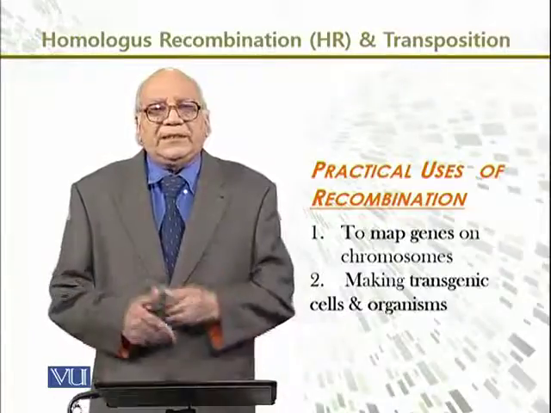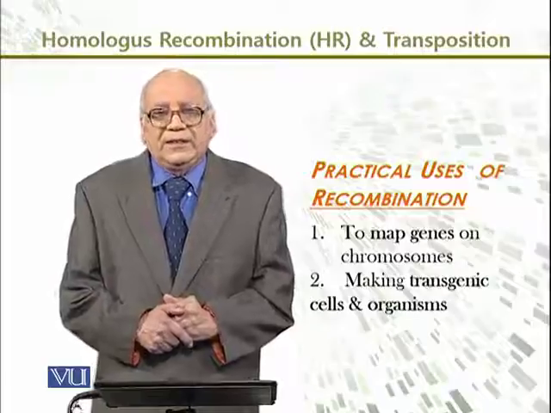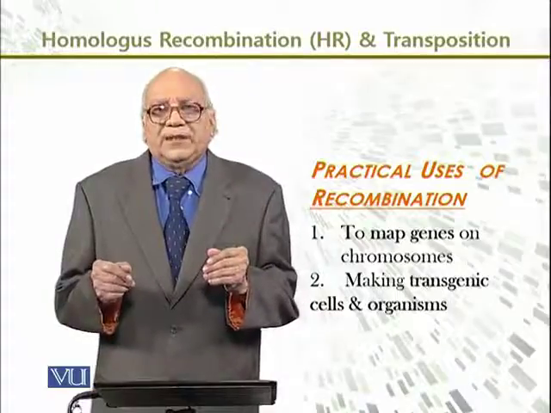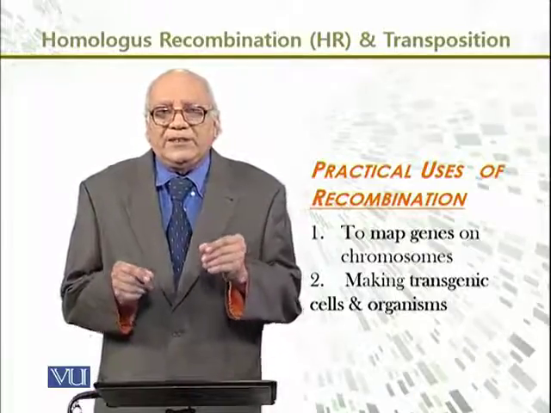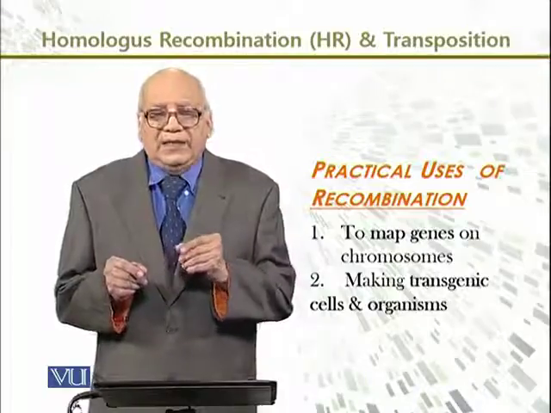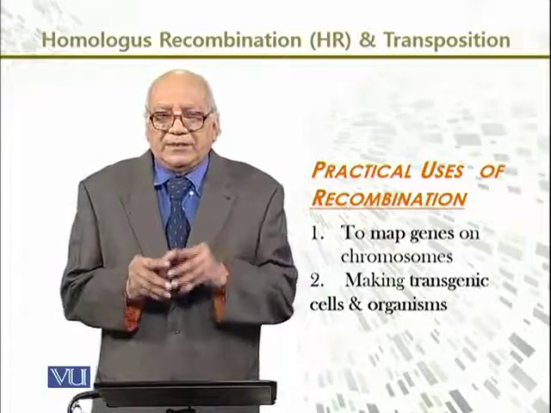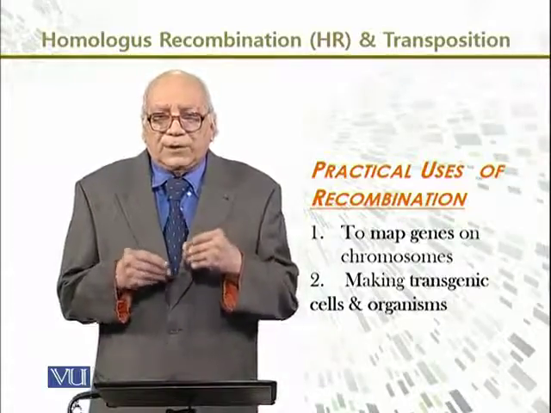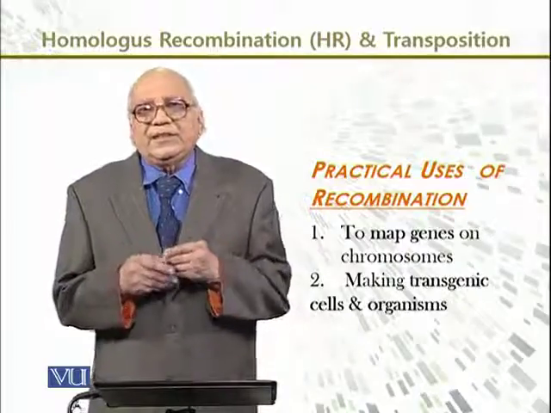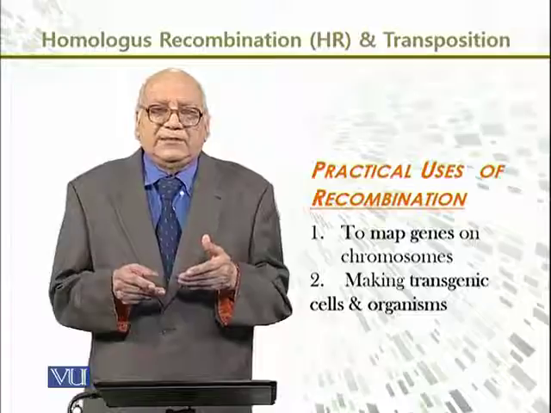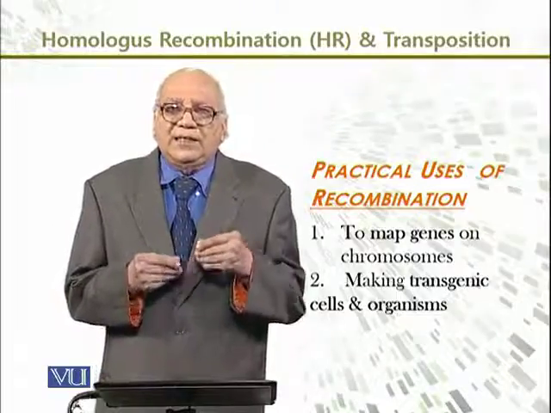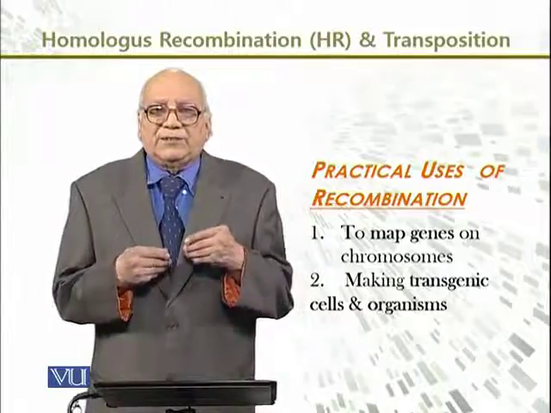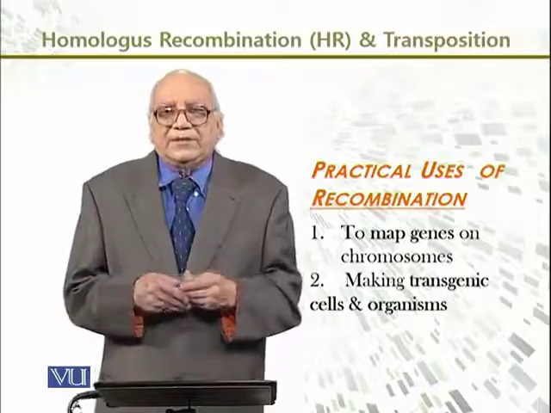Now, what are the practical uses of this recombination? It is used to map genes on chromosomes, that is, to map where a gene exists on the chromosome. And the second is making transgenic cells and organisms, where new particular cells are generated which are entirely different, or cells which have some disease immunity, or resistance to some viruses, and things like these.